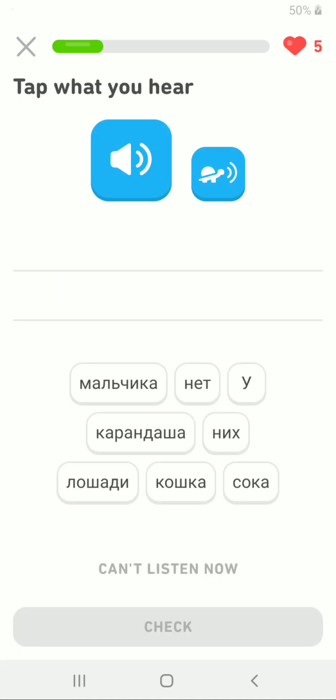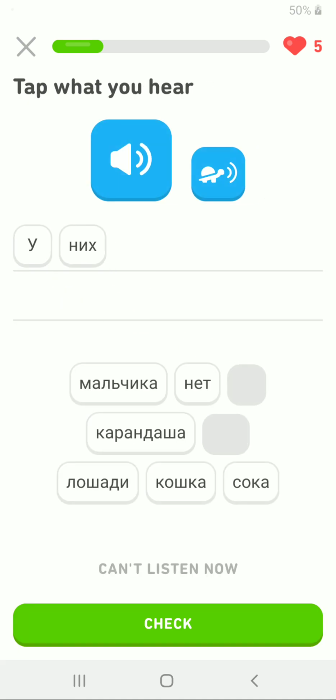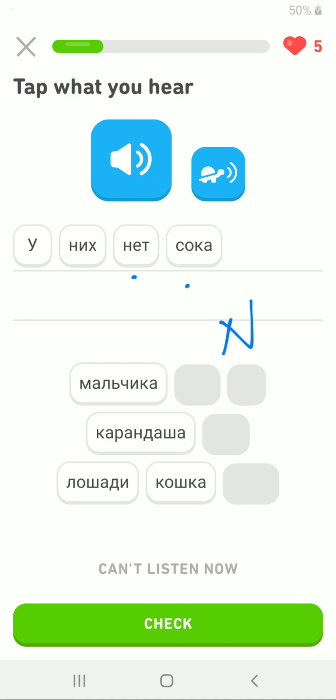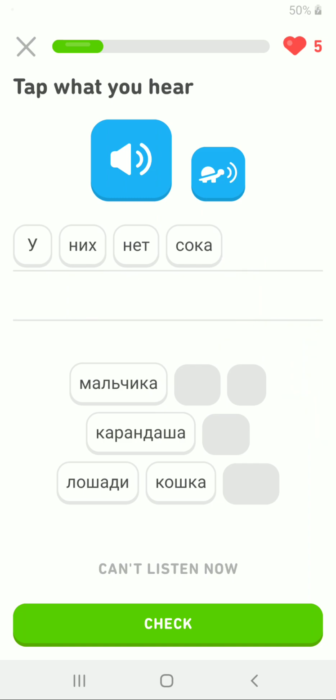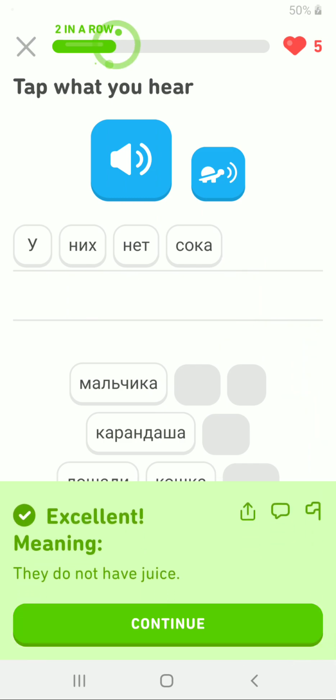У них нет сока. Сока. Why сока? It's нет, negative. So we got that. It's in genitive. This is negative. Yeah. And nicht, it is in the possessive form, you know, showing possession. So nicht, it should also be genitive.